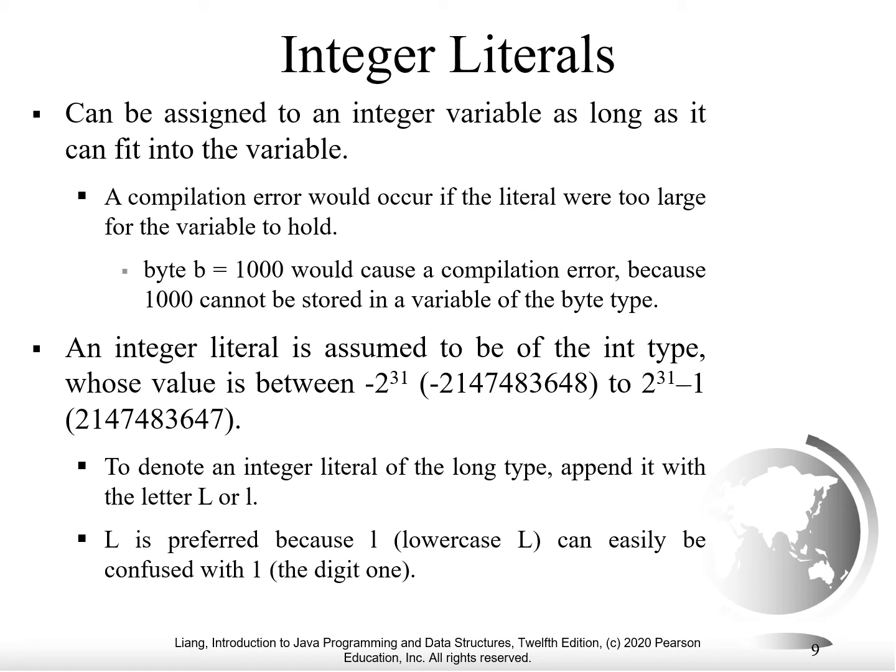We can assign literal values to an integer variable as long as the value is within the allowable range of the data type. Recall from our previous slide that the range of variables of type int is between -2 to the 31st power and 2 to the 31st power minus 1.